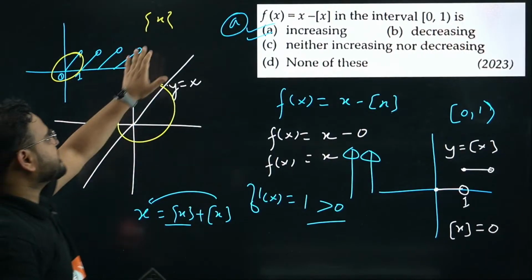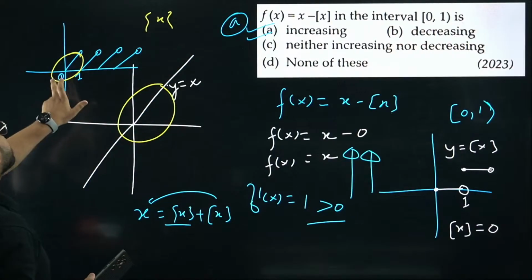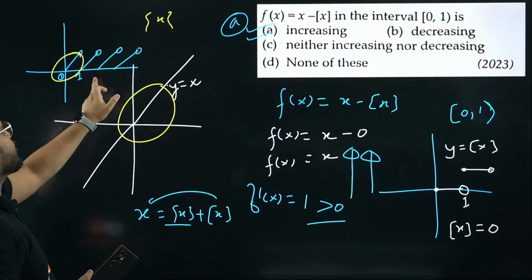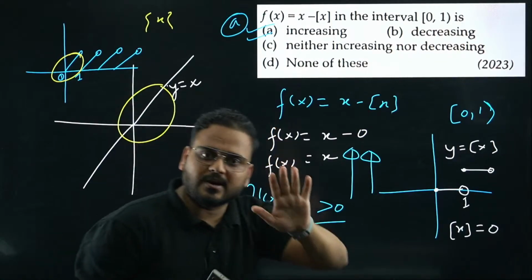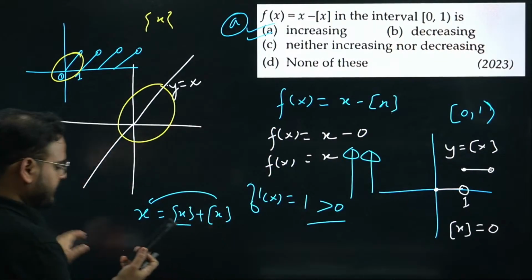So if you're talking about this particular function, it will be increasing from 0 closed to 1 open, 1 closed to 2 open, 2 closed to 3 open, and so on. Now it works? Yes? Great.